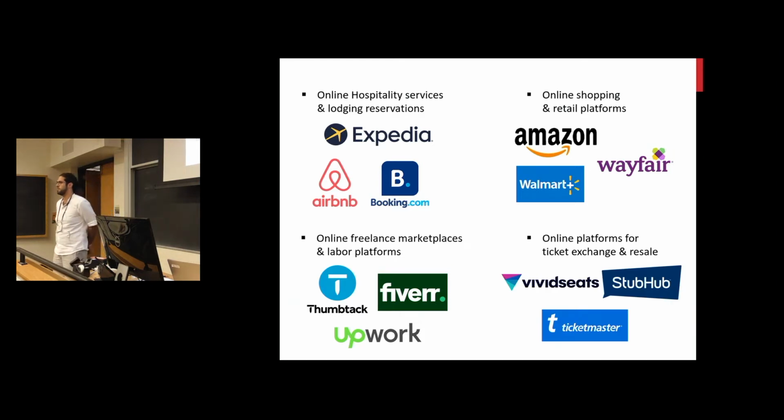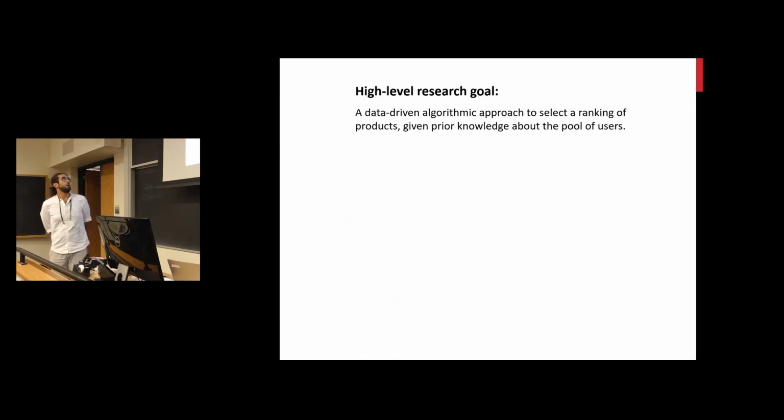All right, so the high-level research goal in this talk is to come up with data-driven algorithmic frameworks to basically set up an optimization problem for the product ranking problem, given prior knowledge about the pool of the users. So having this goal in mind, you can start asking several different questions. So in this talk, I'm going to ask and try to answer two particular questions.